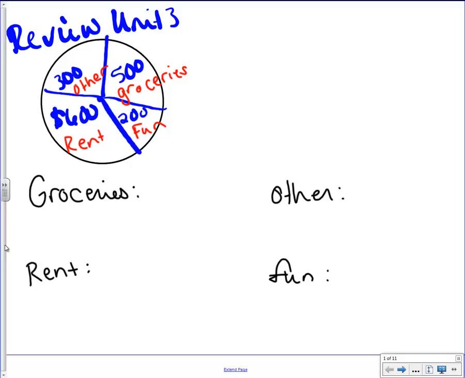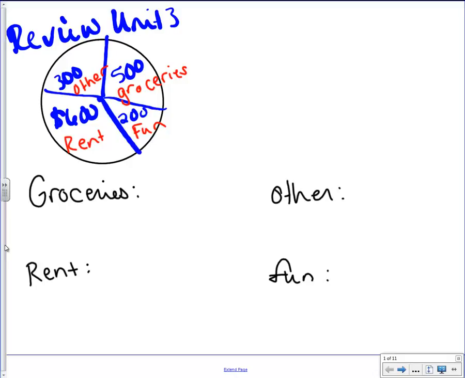What you see on the screen here, this problem is going to ask you to find a percentage for every one of these. The question will say, what percent are you spending on groceries? What percent are you spending on rent? What percent are you spending on the other category? And what percent are you spending on fun? It's possible that they may ask you about one of them, but it's possible that they may ask you about all four. So make sure that you are reading your instructions on your test very clearly to see what you're supposed to be finding, which one or all of them.